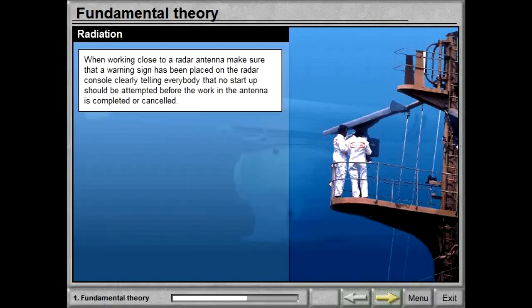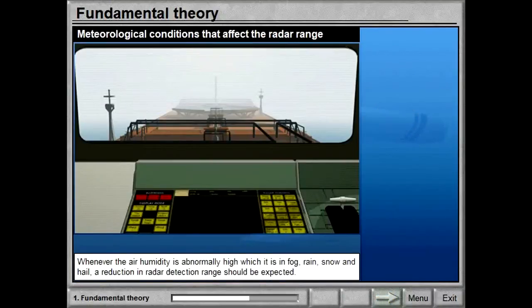When working close to a radar antenna, make sure that a warning sign has been placed on the radar console, clearly telling everybody that no startup should be attempted before the work in the antenna is completed or cancelled. Whenever the air humidity is abnormally high, which it is in fog, rain, snow and hail, a reduction in radar detection range should be expected.